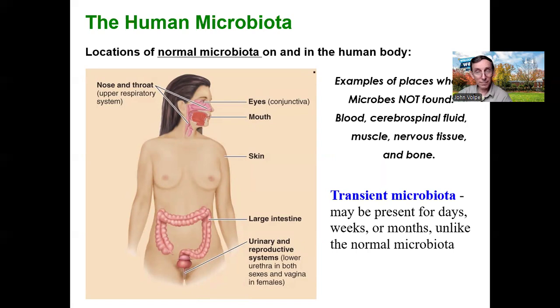And then the lower urinary and reproductive system, such as the urethra in both sexes, the vagina in females, and it's not stated here, but also the bladder in females, have a normal microbiota. And as I stated, I don't know if males have a normal microbiota in their bladder or not, because nobody's ever done research, the last I checked, which admittedly has been a year ago, to see if males have a normal microbiota in their bladder, but females do.